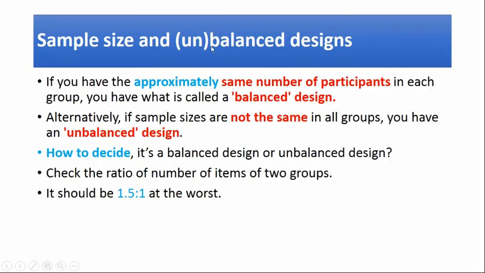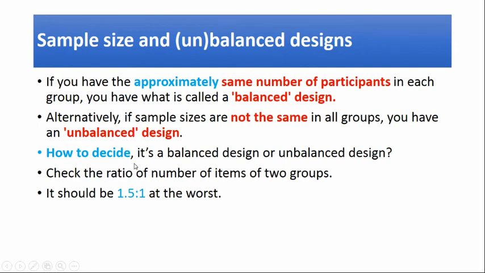Sample size and unbalanced design: if you have approximately the same number of participants in two groups, and I am not discussing exact numbers here, just approximately the same number in each group, you have what is called a balanced design. Alternately, if the sample sizes are not the same in all groups, you have an unbalanced design.